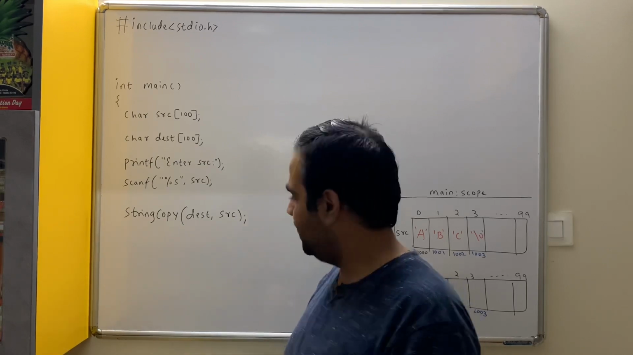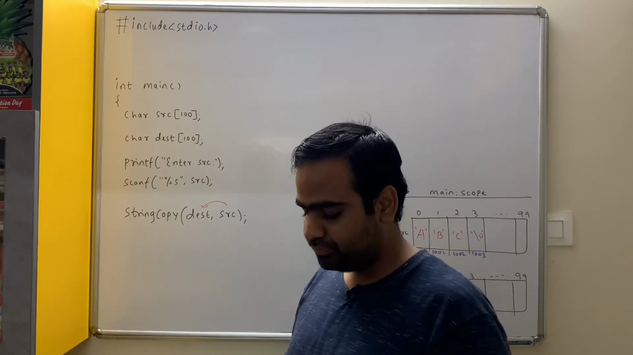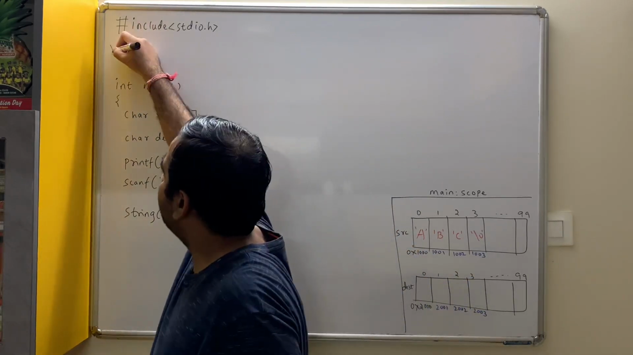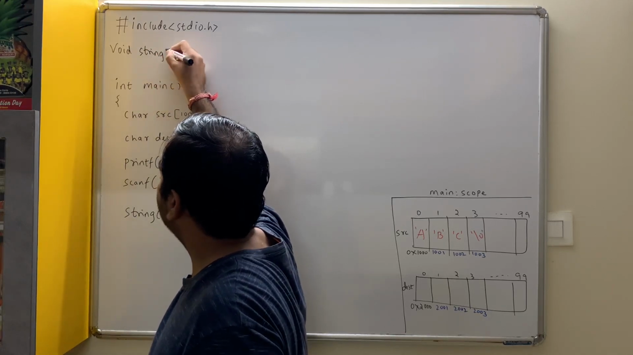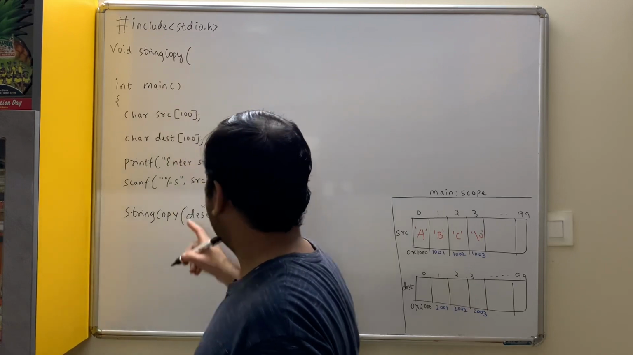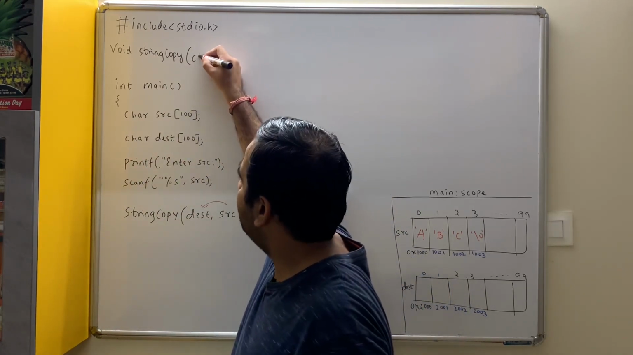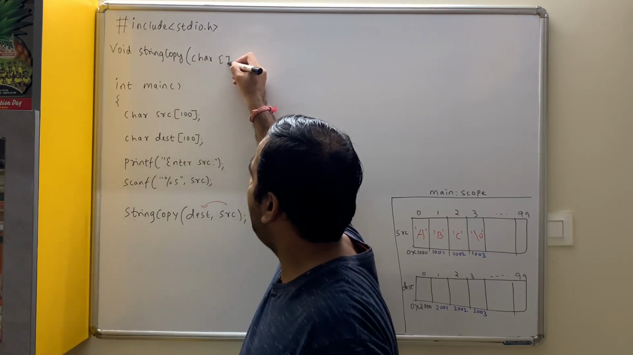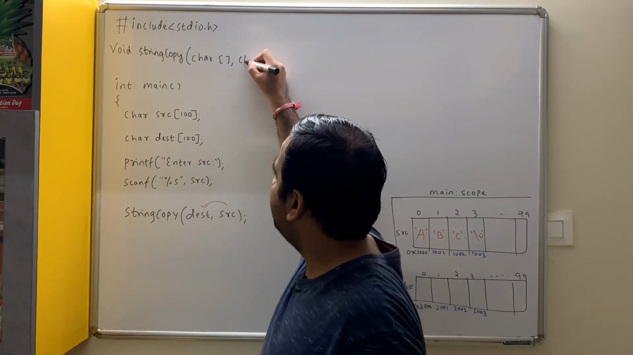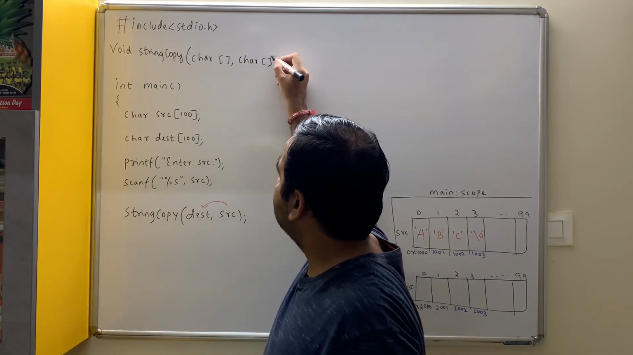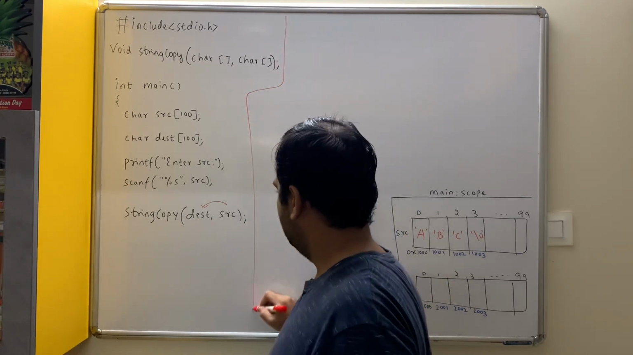Now what does it mean? It means that source will be copied to destination character by character. Let's take the return type of the function as void and the function name as string copy. What is the first parameter? Destination. And what is destination? A character one dimensional array. Therefore you can say char of, or you can say char star. The second parameter is source, again a character one dimensional array.